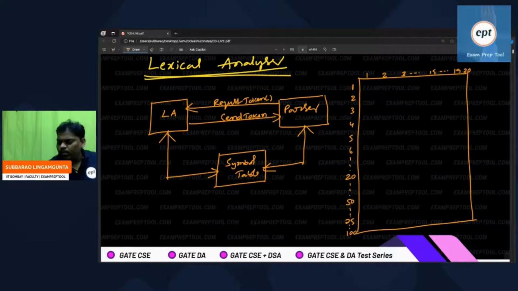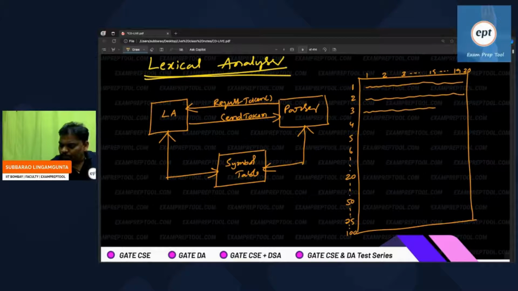So this is the program. Roughly, this is the user program. Remember, within a few minutes you will get everything. It is a new chapter. Everything you will get within a few minutes. Concentrate properly. This is the user program.